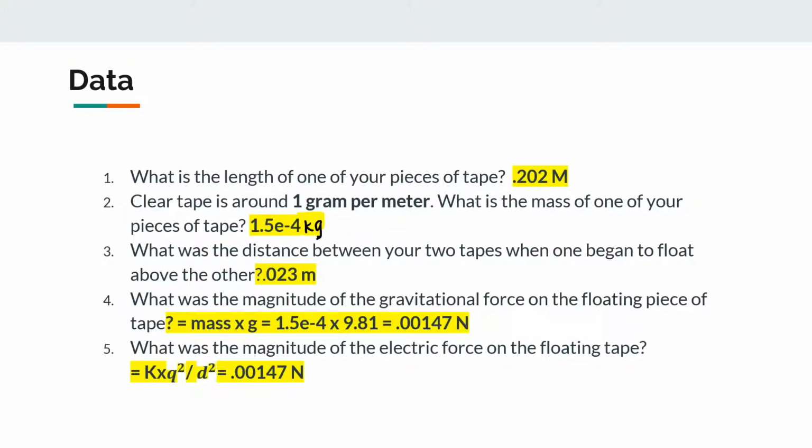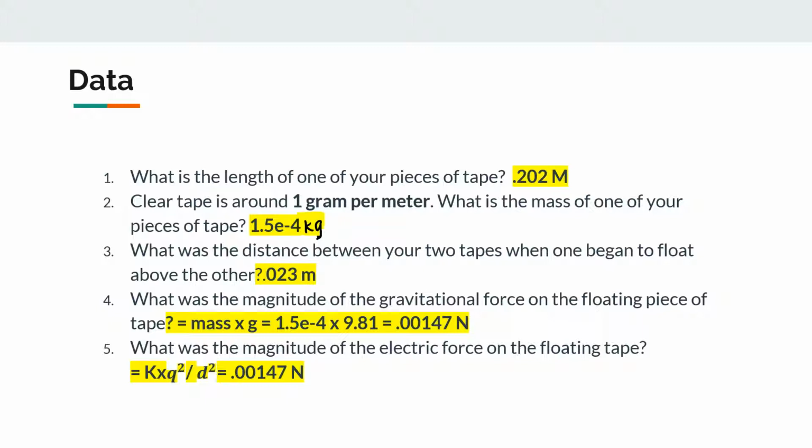Now for the data portion of this lab. The length of one piece of tape is 0.202 meters. Clear tape is around 1 gram per meter. The mass of the tape was 1.5 times 10 to the negative 4th kilograms. The distance between the two tapes when they began to float above one another was 0.023 meters.